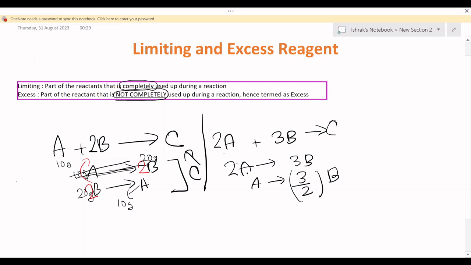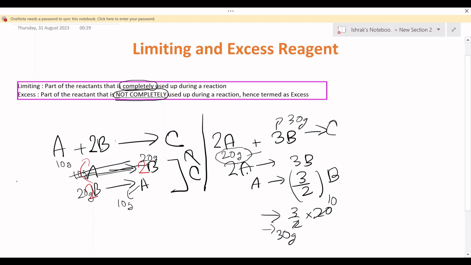Similarly, okay? Now, let's start with some number, let's say 20 grams of A. We don't know how much B we need, but based on the ratio, we can calculate 3 over 2 times 20. So we would need 30 grams of B. Is that clear? So this is how we actually use these equations.